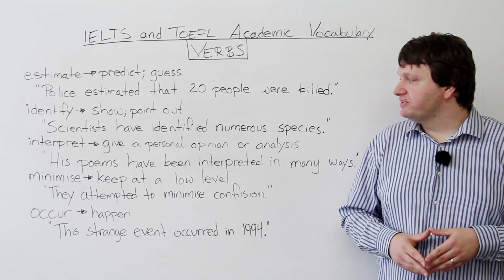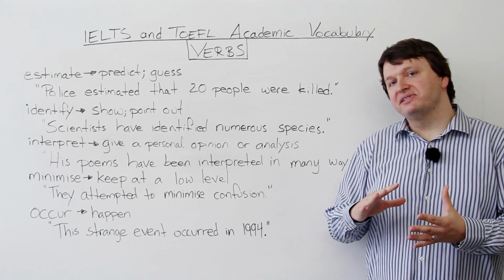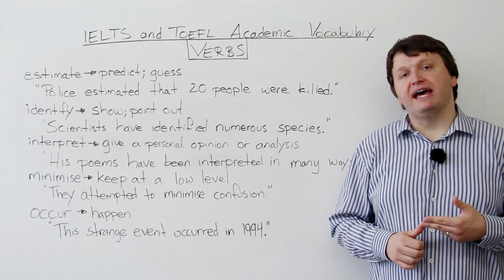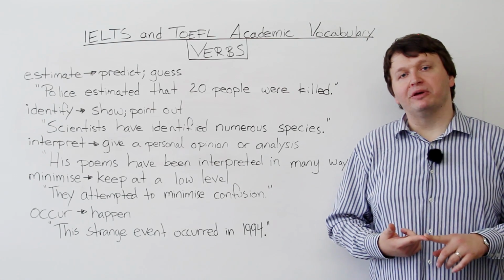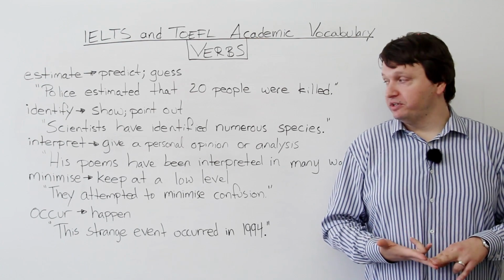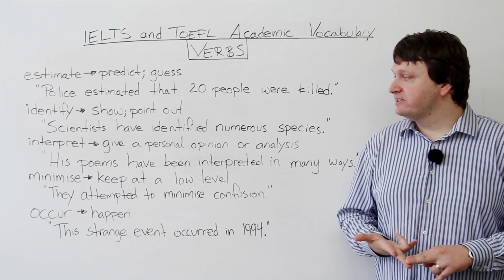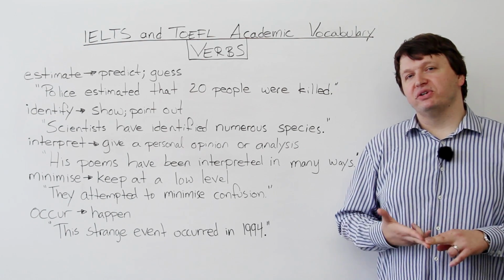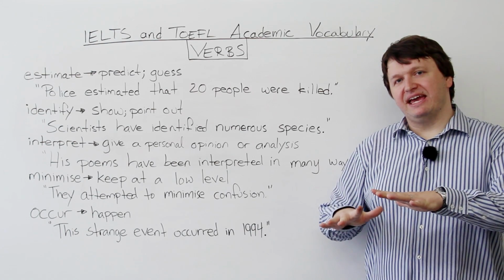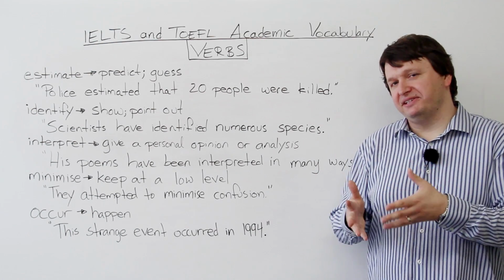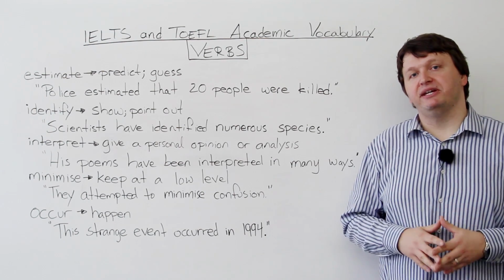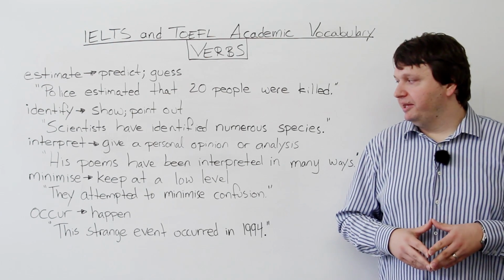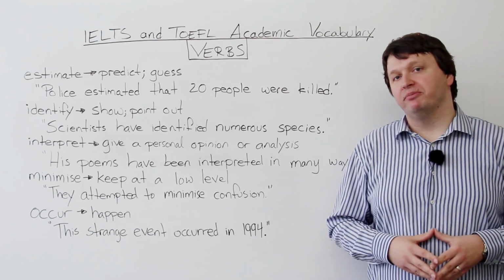The next verb is interpret. To interpret means to give a personal analysis or a personal opinion on something. So you can interpret a text, you can interpret a film, you can interpret a person's words. The example we have here is his poems have been interpreted in many ways. So they have been analyzed and people have developed their own opinions, many different types of opinions about his poems. So this comes from interpretation, which I know some of you Latin speakers may be familiar with.